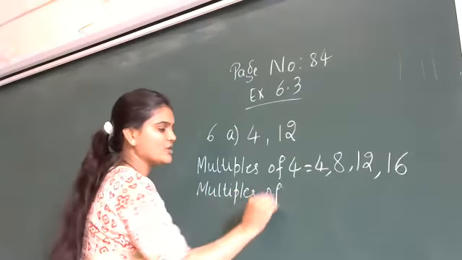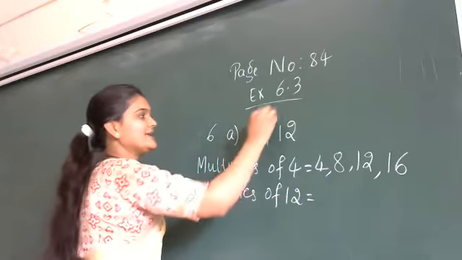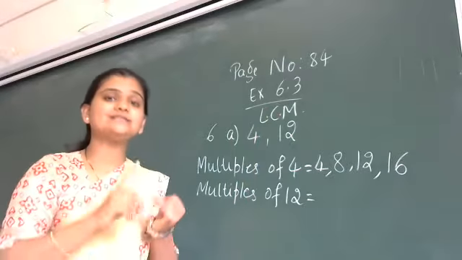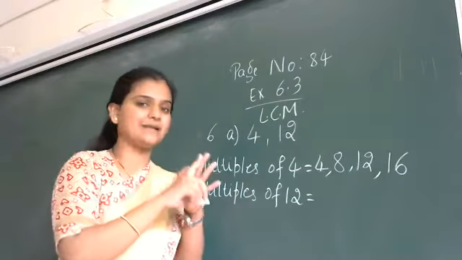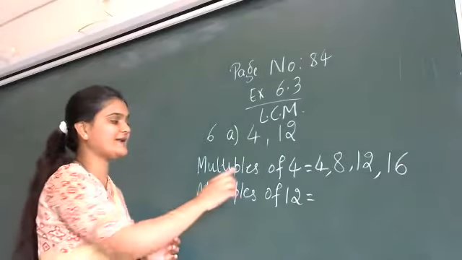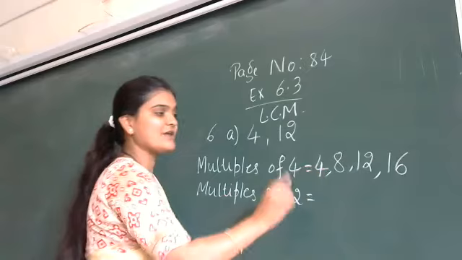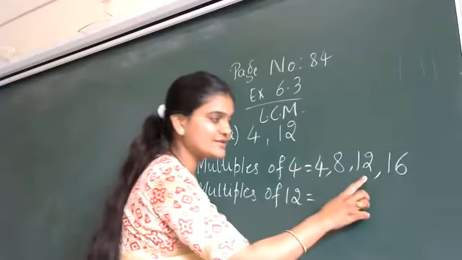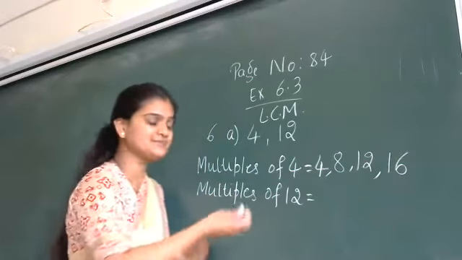Multiples of 12. See here, we are supposed to find the LCM. What is LCM? Lowest common multiple. Okay, lowest common multiple of 4 and 12. For that, you have to first find multiples of each number. 4 multiples, you have to write the multiplication table of 4. 4 ones are 4, 4 twos are 8, 4 threes are 12, 4 fours are 16. Okay, take at least 4 numbers.